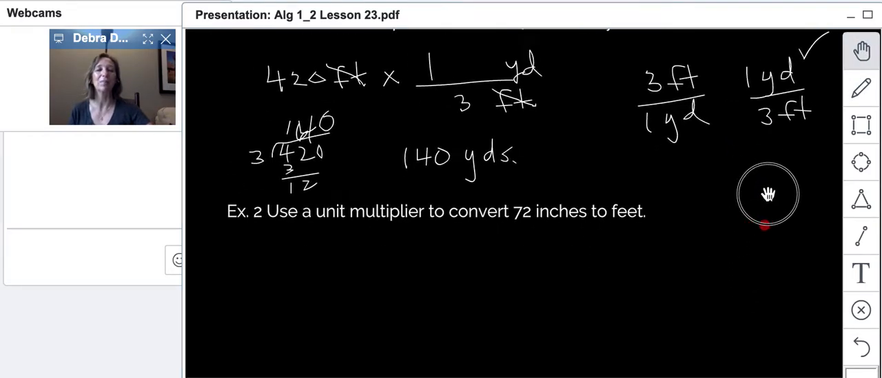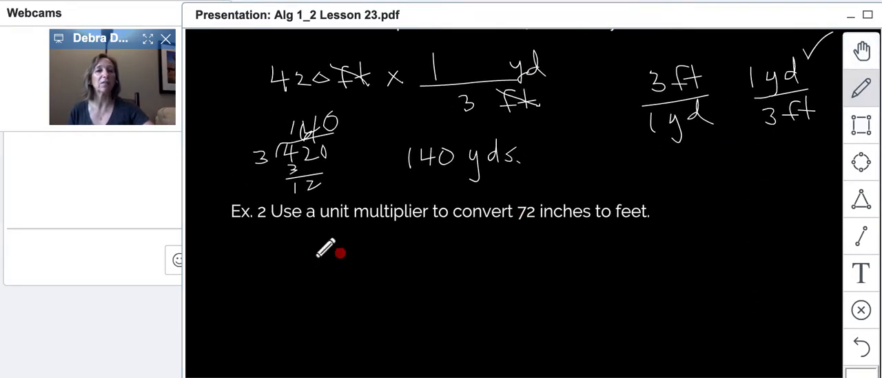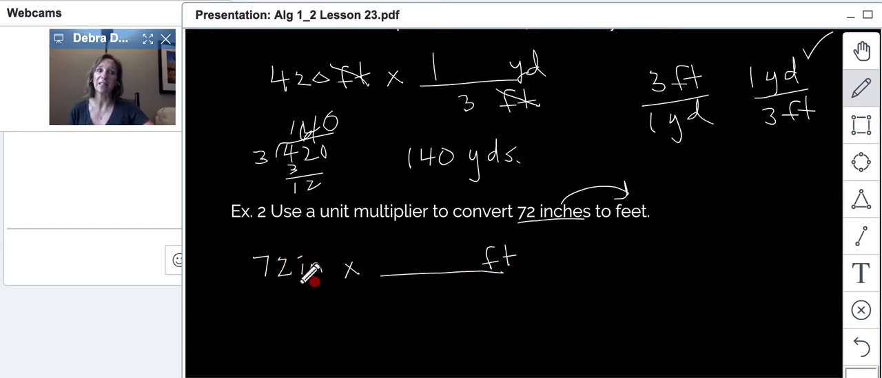I hope not. Okay, use a unit multiplier to convert 72 inches into feet. So I'm going to just draw my little unit multiplier bar. What do we want to go into? We're starting with inches, and we're going into feet. So the feet are going to go on the top, and the inches are going to be diagonal to that. And then we just need to fill in what we know. We know that 12 inches equals 1 foot.